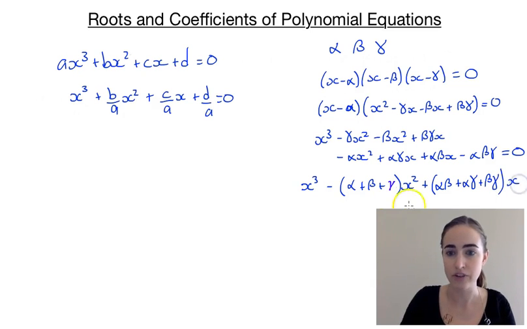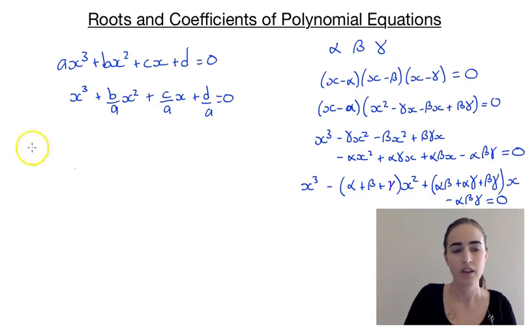And that's x, and I've run out of room. But our last one is just our constant term, so minus alpha beta gamma equals 0. All right, so now even though it's on 2 lines, we can still compare. So again, they're both monic, so they both have a leading coefficient of 1, so that's fine. But we can equate coefficients of x squared.